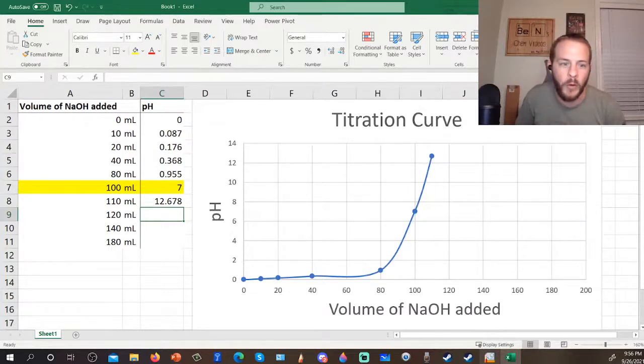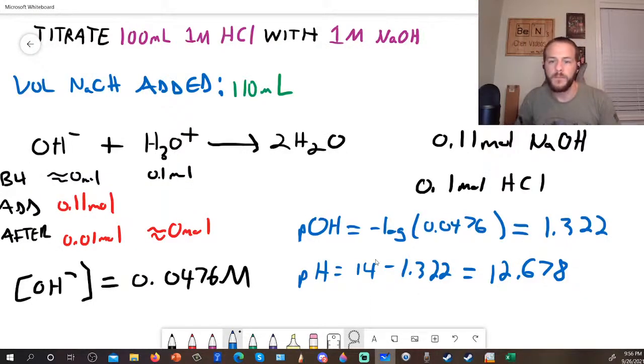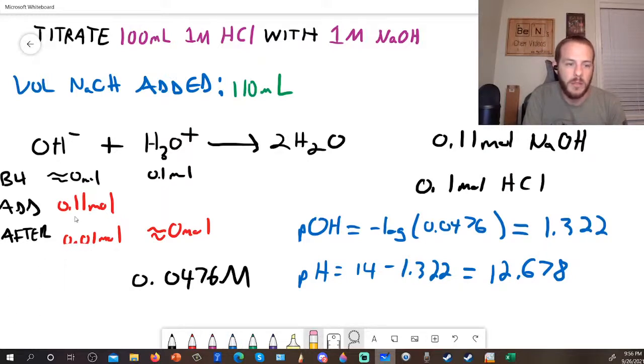Okay, so we've got a steep pH curve now. We have 3 more volumes of added sodium hydroxide to go before we're done. The next one is 120 milliliters, so we're going to move on and do that. Let's see. So 120 milliliters. Okay, I'm going to erase everything that no longer applies.